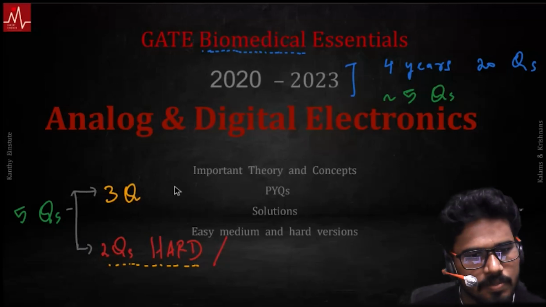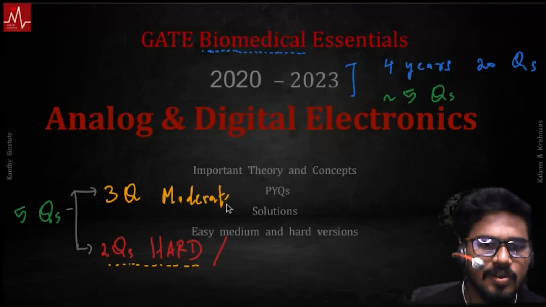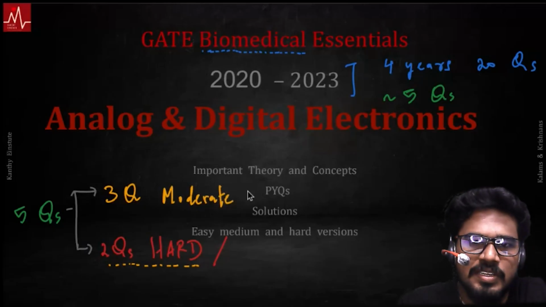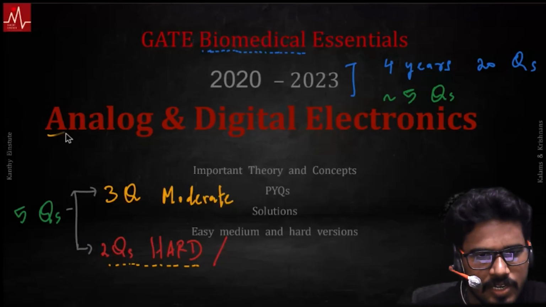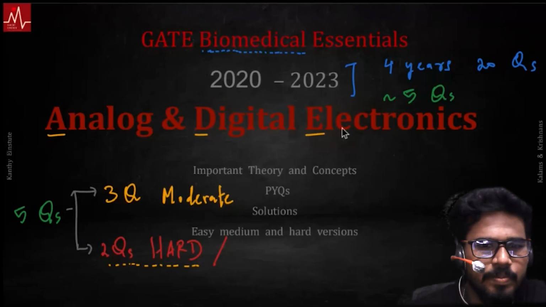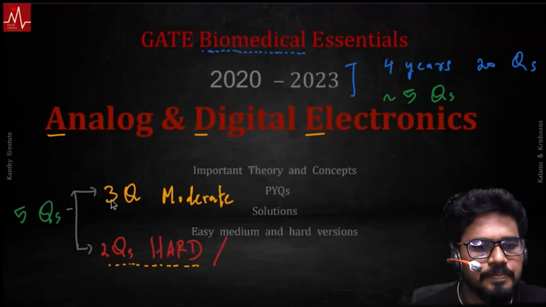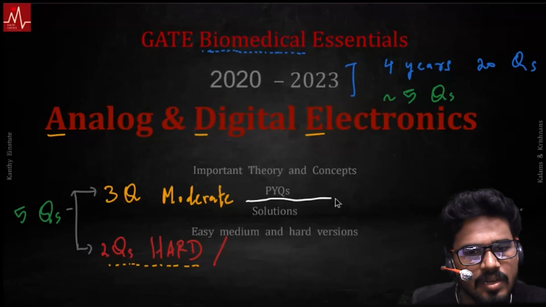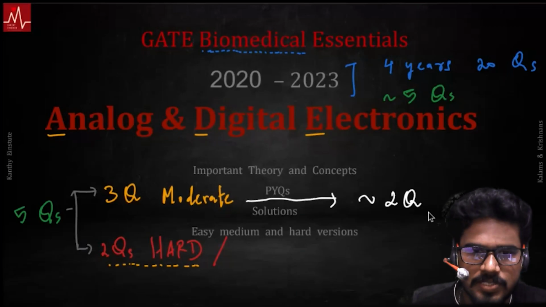Having said that, there are three questions roughly every year that are not easy, but moderate. So there aren't any easy questions. Even for the three somewhat moderate questions, you need to know reasonable analog and digital electronics. If you know the basics that we discussed in this video, you can answer at least two of the moderate questions just based on information contained in this one video.